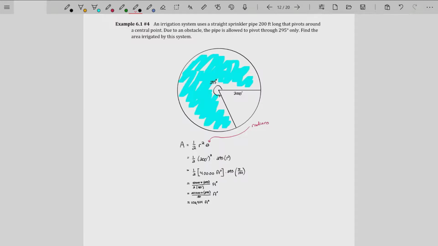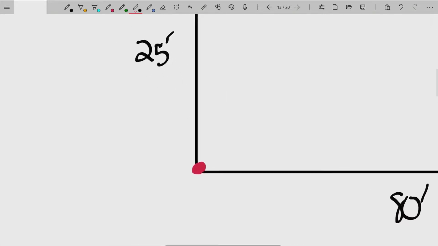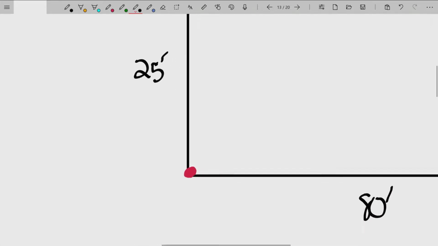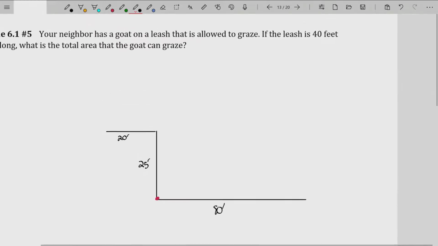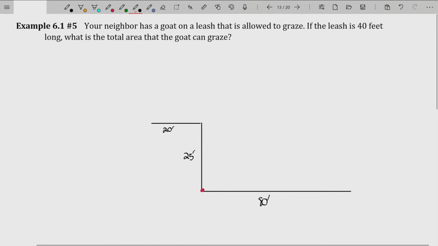There are more advanced uses for this formula though, and you'll see that in a pre-calculus course in the homework, but I figure it might be nice to go ahead and give you an example of what I mean by that right now. So let's go ahead and try something. Let's suppose that your neighbor has a goat on a leash that is allowed to graze, and the leash is actually pinned right here where that red dot is, and the leash is 40 feet long. What's the total area that the goat can graze?